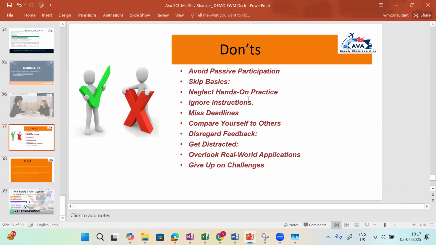The major don'ts of the program: don't avoid passive participation, don't skip the basics, and don't compare yourself with others. At the same time, don't get distracted by others. Don't give up your challenge.